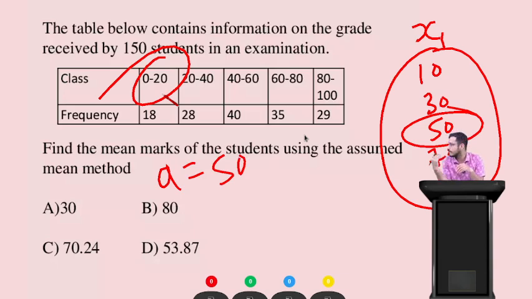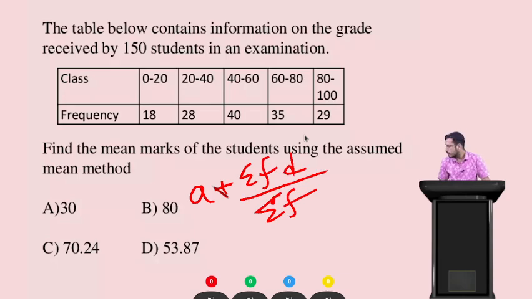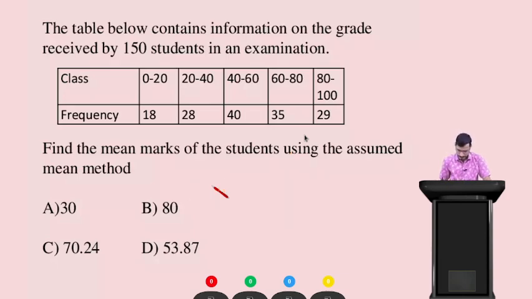Now find d, that is xi minus a. Then multiply the fi column and the di column, and then find sigma fi di. The assumed mean formula is a plus sigma fi di divided by sigma f. Using this formula we can find the answer, and the answer is option D here.